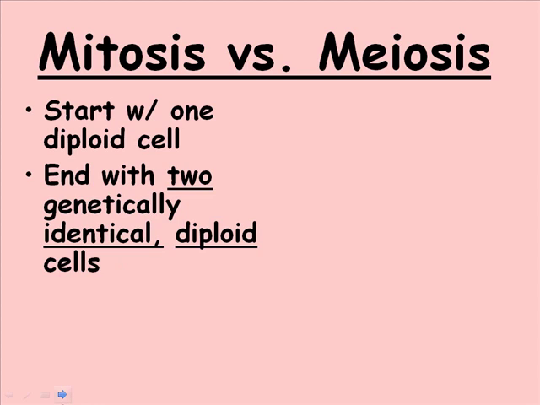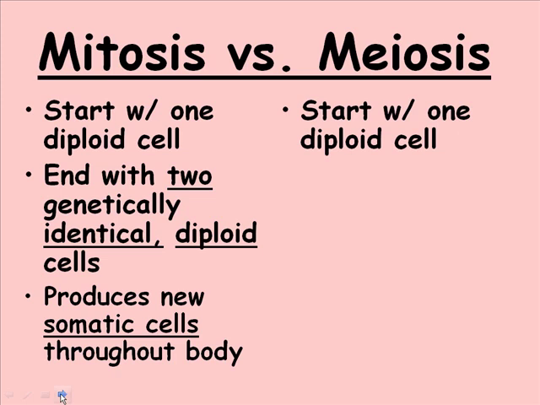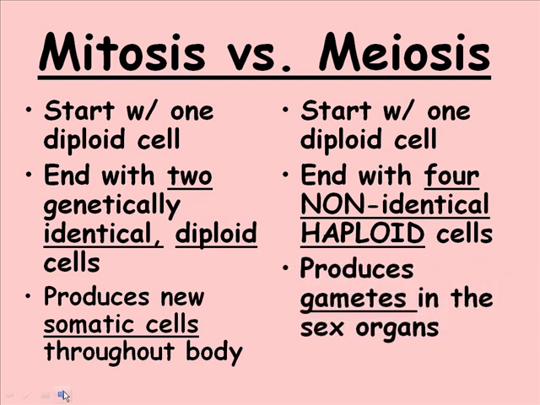So for mitosis, we start with one cell and end with two genetically identical diploid cells. It produces new somatic cells throughout the body, so all the other cells inside of you reproduce this way. Whereas in meiosis, you start with one diploid cell and end with four non-identical haploid cells. This produces your gametes in the sex organs. For humans, this would be sperm or egg. For plants, pollen or egg.